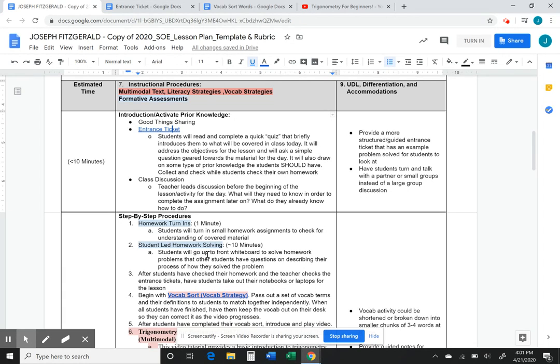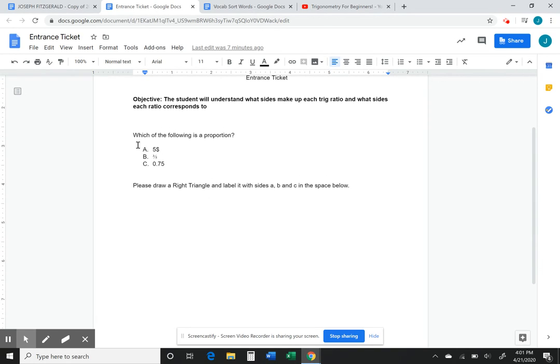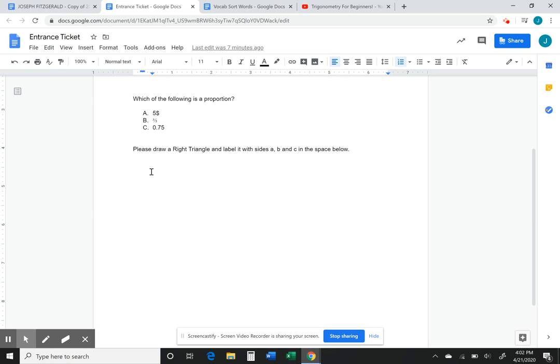After that's all done, we move into a class discussion of what we're going to do for the day, what they're going to need to know how to do. But going back to the entrance ticket here, the objective is that students will understand what sides make up a trig ratio and what sides each ratio corresponds to. So my 2 quick questions are, which of the following is a proportion? And they should know that that is B, 3/5 is a proportion.